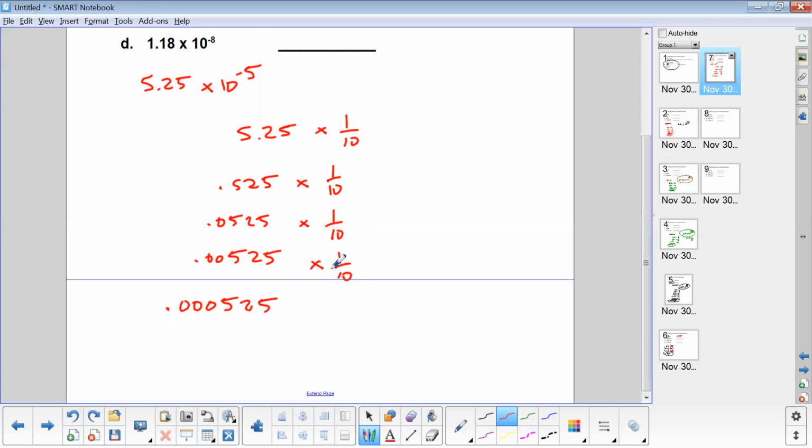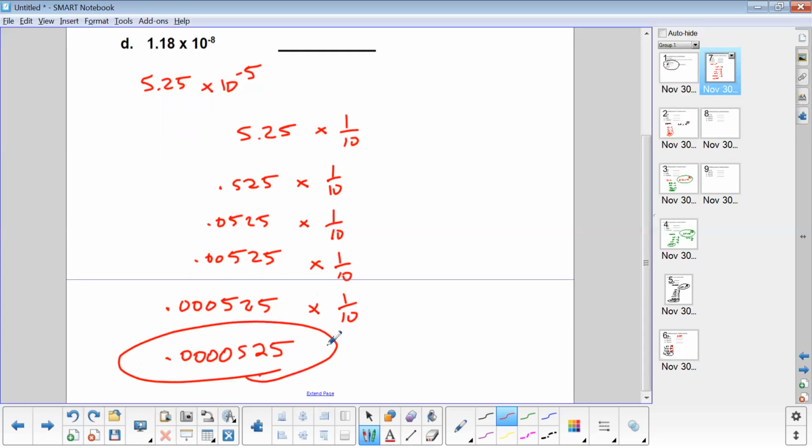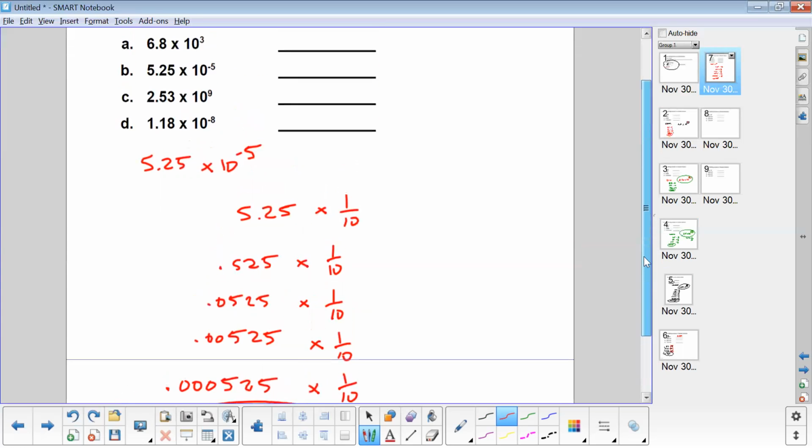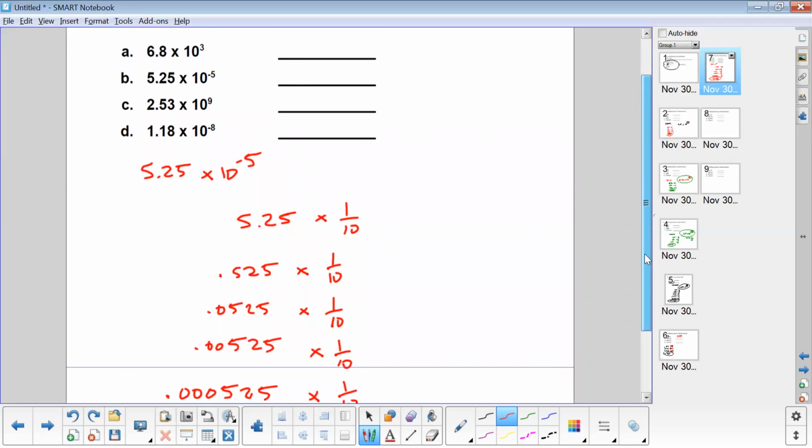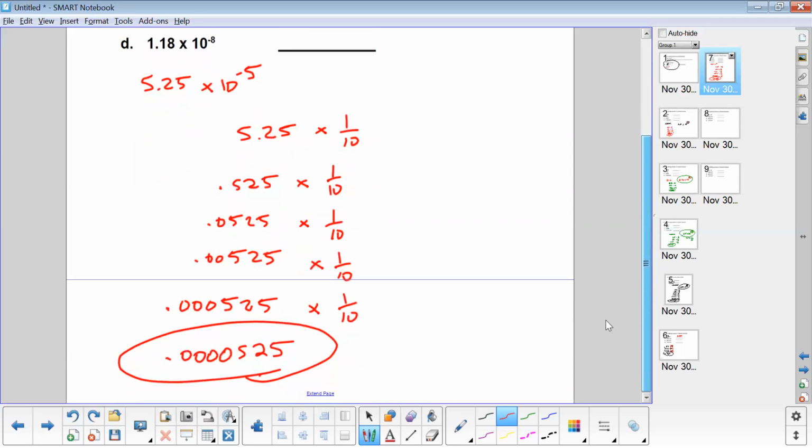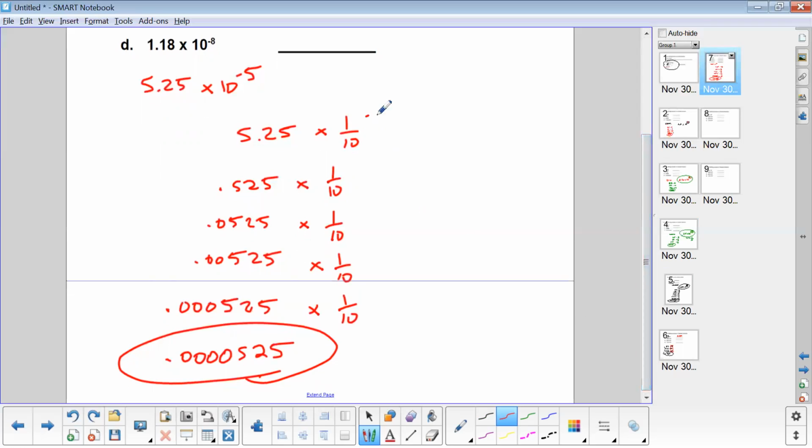So 1, 2, 3, 4. When I divide by 10 on this one, I get here. So I'm going to divide by 10 one more time. And this is my standard form for the example 5 and 25 hundredths times 10 to the negative 5. The negative 5, what does that mean? That means we divided by 10 5 times.